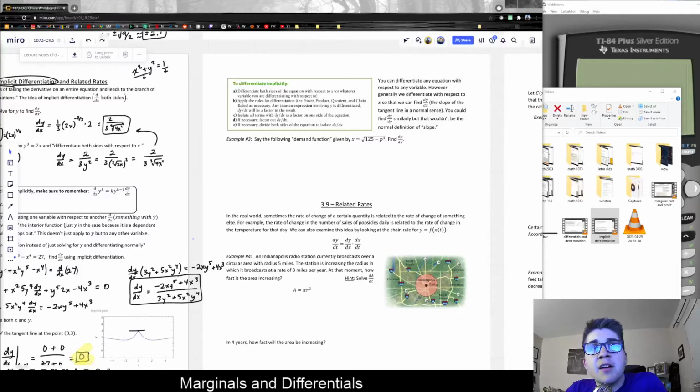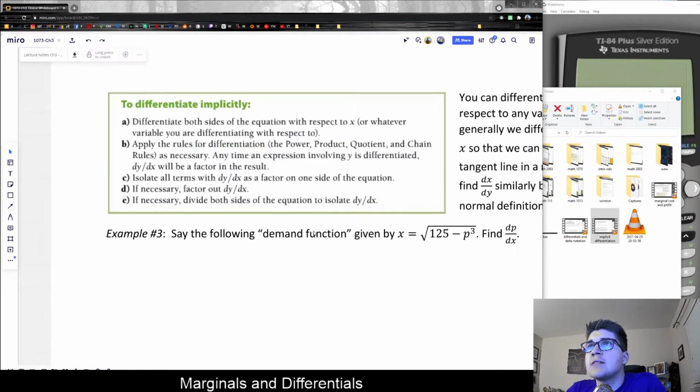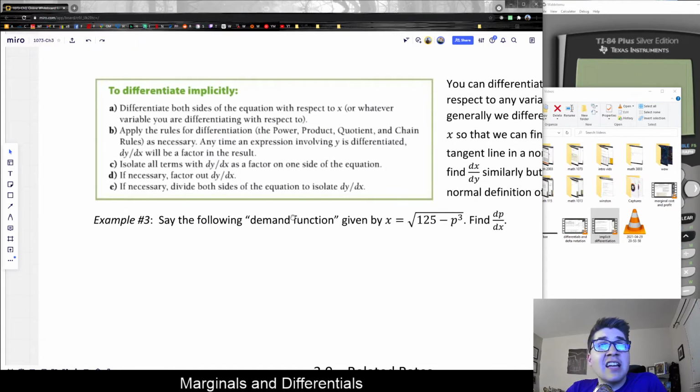Let's do another example of implicit differentiation. This is an excerpt from our textbook, which gives you a little step-by-step guide for implicit differentiation, which I went through in the previous video. But basically, you're going to take d/dx of both sides, take the derivative of both sides, or whatever variable you want to do.